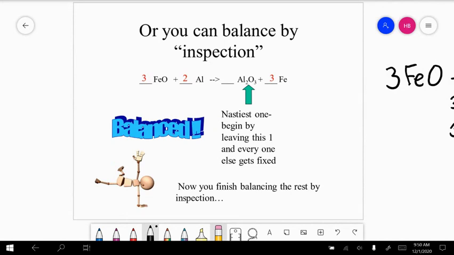Now, your turn for the rest of the chemical reactions that are in the notes. It is your turn to balance the rest.